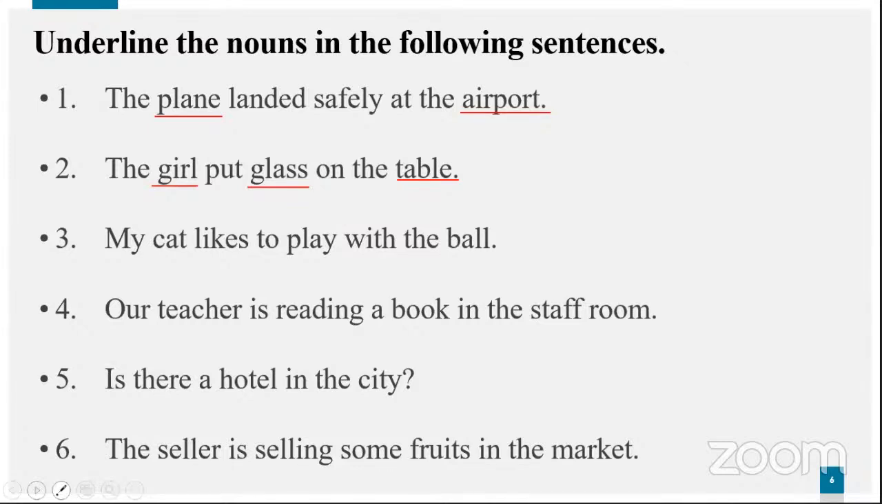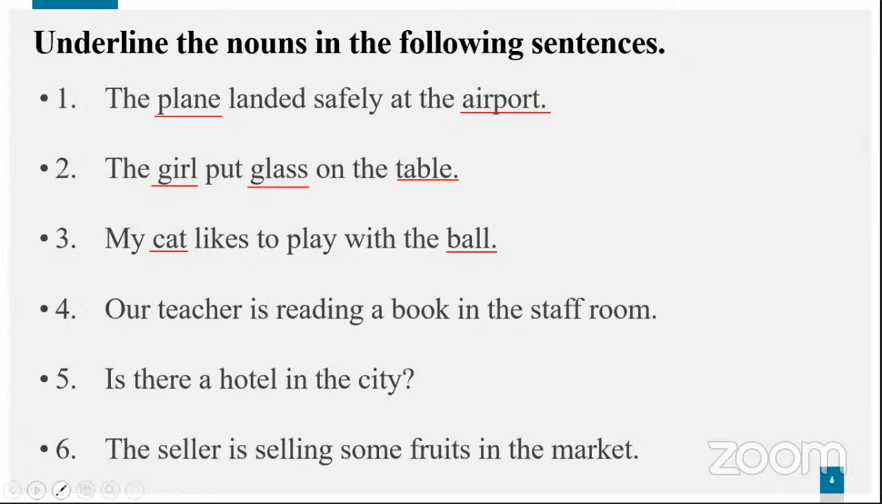And the third sentence: my cat likes to play with the ball. So there we can identify two nouns. The first one is cat. It's an animal. And the second one is ball. It's a thing. Right.